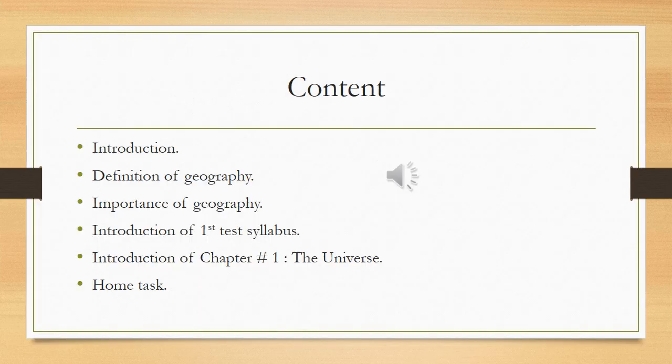So class, the topics which we are covering in this presentation are the introduction of geography, the definition of geography, the importance of geography, and the introduction of the first test syllabus. I'm giving you the list of the topics that are included in the first test syllabus, the introduction of chapter number 1, that is the universe, and in the last I'm giving you home task.